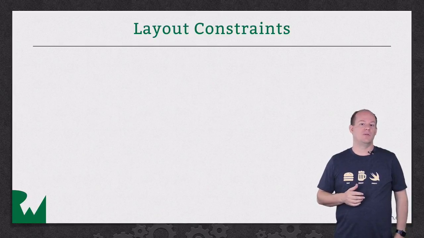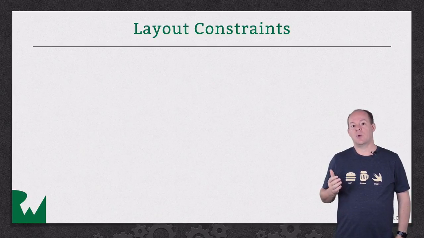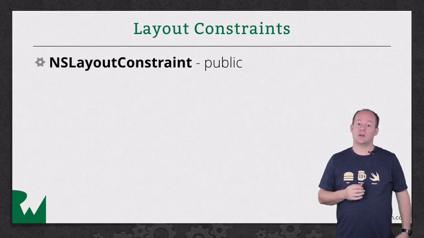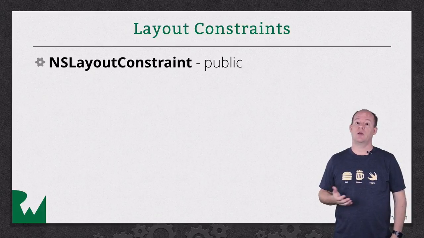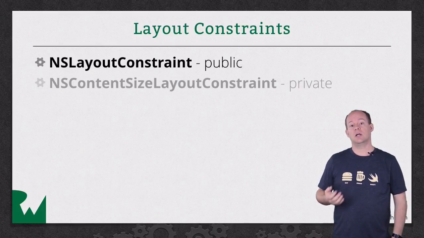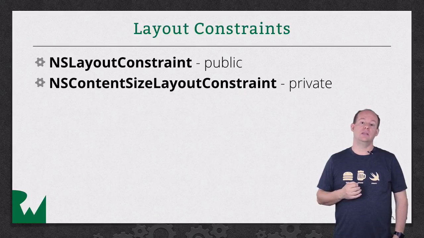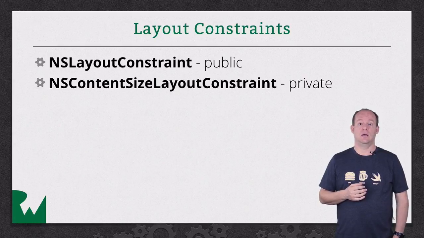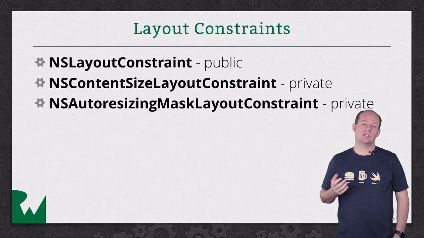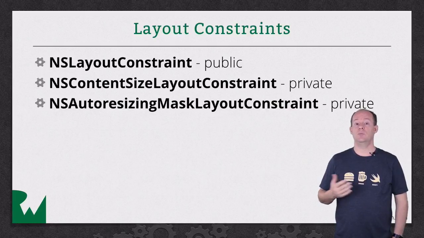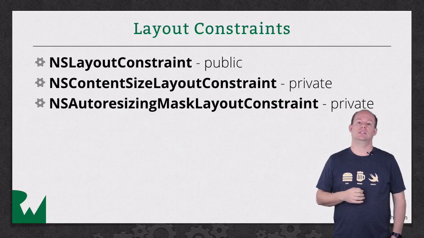The first kind is the one we've all come to know and love, and that's just a regular NSLayoutConstraint. The rest are not constraints that you can create. Their classes are private, but they're created by the framework. Next is NSContentSizeLayoutConstraint, and these are the constraints that get automatically created for a view's intrinsic content size. There's also NSAutoresizingMaskLayoutConstraint. We talked about setting translatesAutoresizingMaskIntoConstraints to false. So if you're seeing this one in the debug console, it could be because you forgot to set that to false and now you have conflicting constraints.